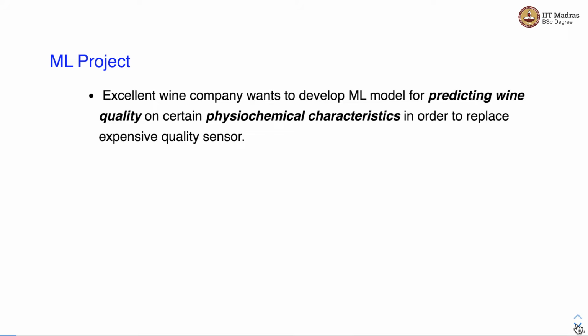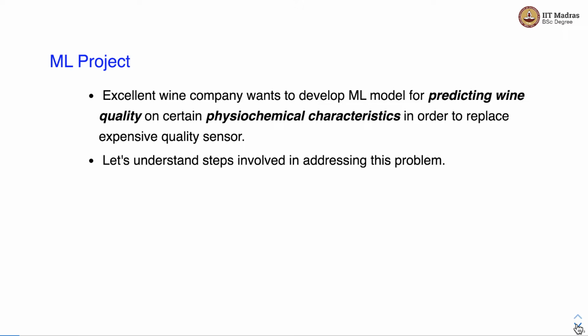So as a practical setup, consider that there is an excellent wine company that wants to develop a machine learning model for predicting wine quality based on certain physiochemical characteristics of the wine. They want to use this machine learning model to replace the expensive quality sensor. Let us understand steps involved in addressing this problem.